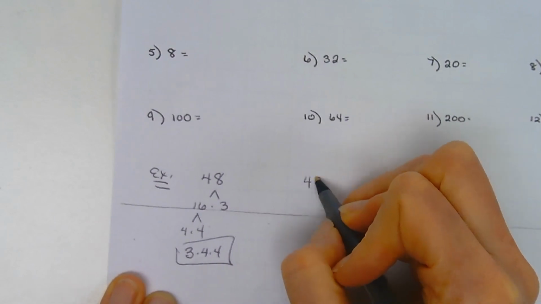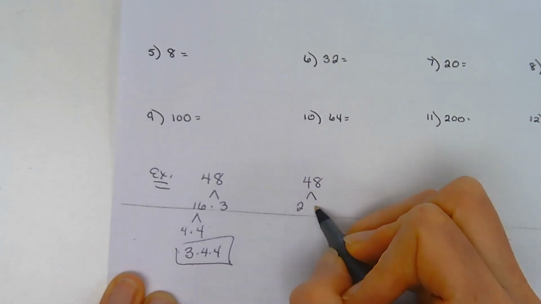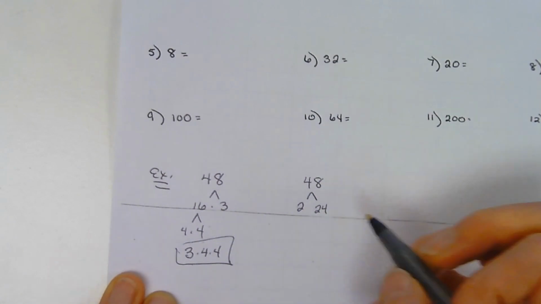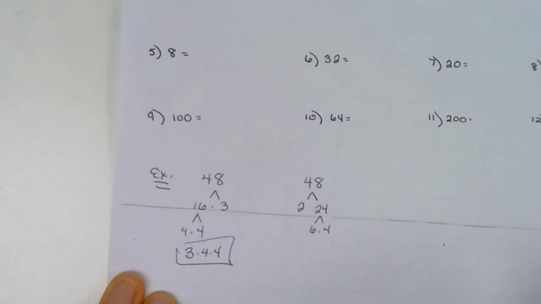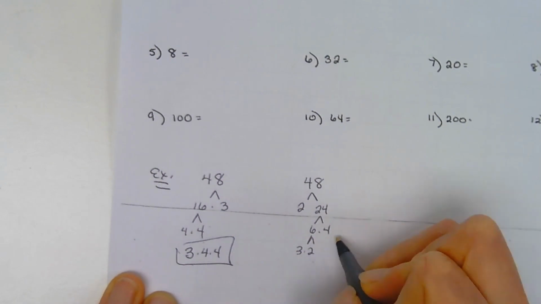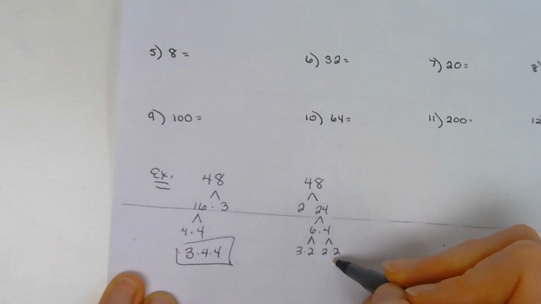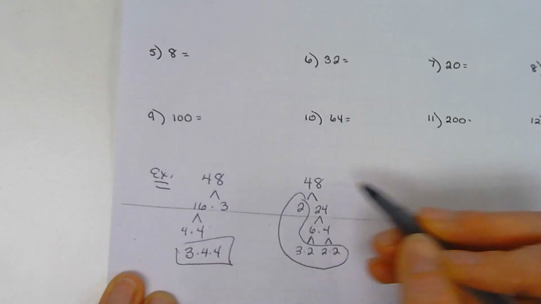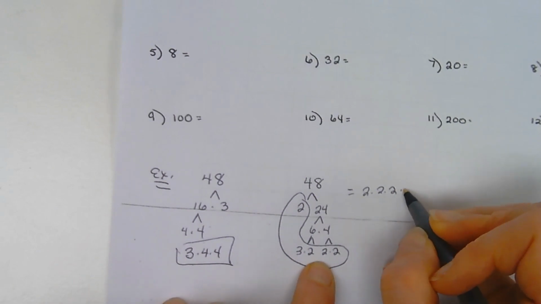But you could also do 48 by dividing it by, say, 2. 2 goes into that 24 times. Then I can break 24 down into 6 times 4. Then this can be broken down to 3 times 2, and this can be broken down to 2 times 2. And now I'm all primed up. And my answer is 2 times 2 times 2 times 2 times 3.